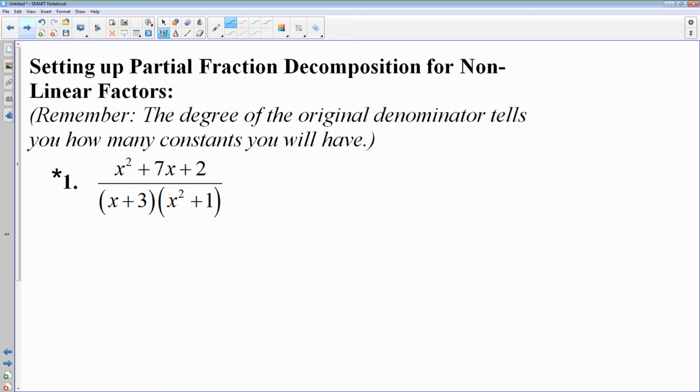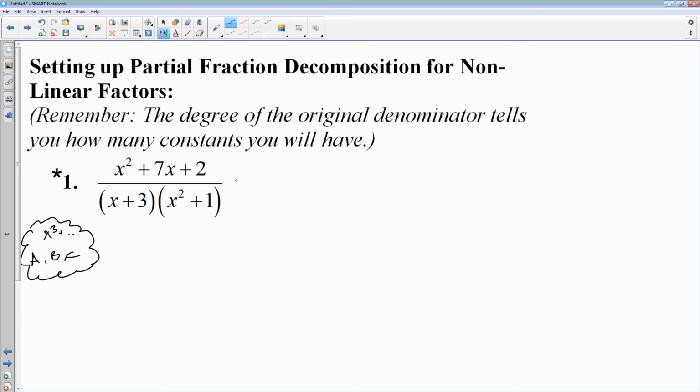So let's talk about how we're going to set up this partial fraction decomposition. It's not as easy and straightforward as it was for the linear non-repeating factors. And remember that whatever the degree is of your original denominator, that is how many constants you're going to need to solve for. So looking at this one, if I were to expand this out, I have x times x squared. That would be x cubed plus a bunch of other stuff, which tells me that I'm going to need an A, B, and C. So I have that in the back of my mind. I know I need 3 constants.